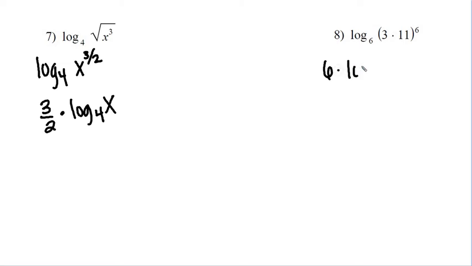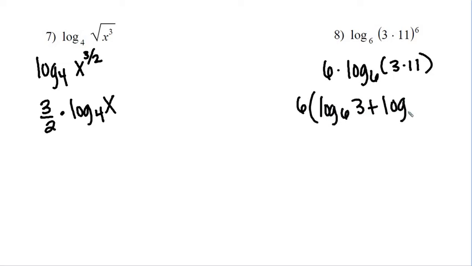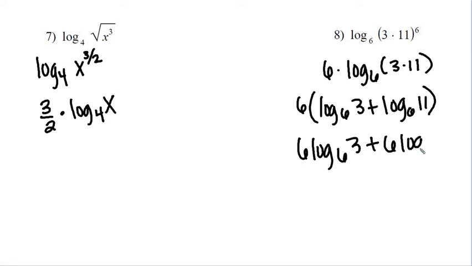We're going to do 6 times log base 6 of 3 times 11. So I'm not done, and I know I'm not done because my argument still contains a product. So I'm going to do 6 times log base 6 of 3 plus log base 6 of 11. Now you can distribute. It doesn't make it any simpler in this problem, but we can go ahead and distribute that 6 to each thing. So 6 log base 6 of 3 plus 6 log base 6 of 11.